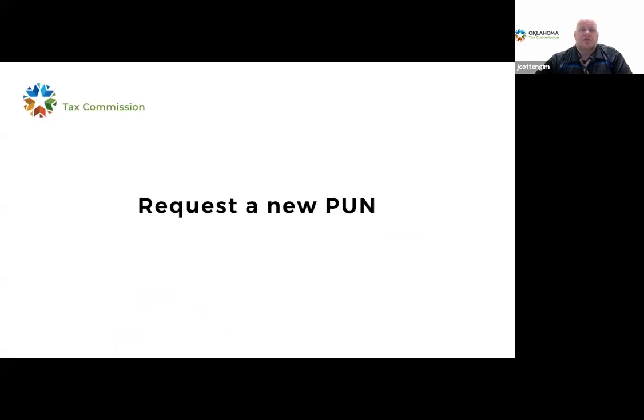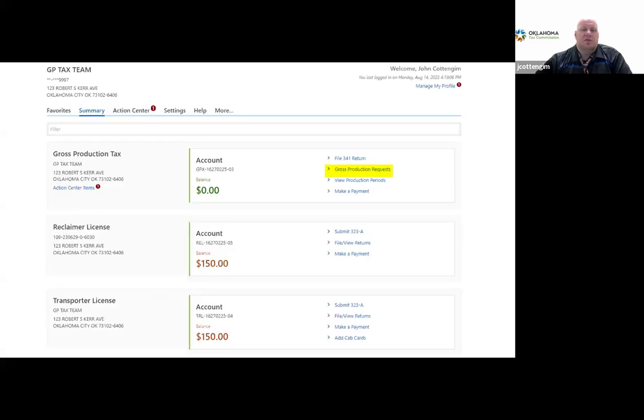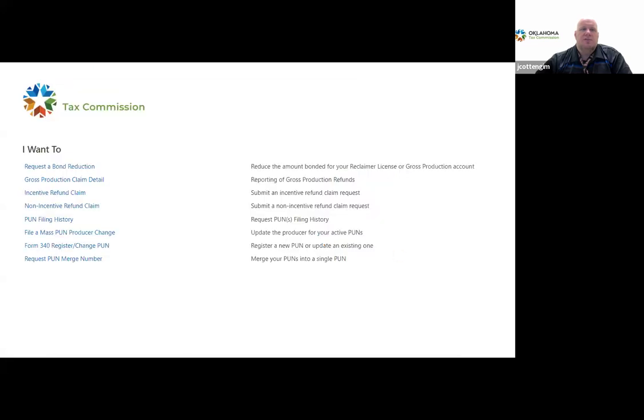So let's say you've gotten set up with your GP account, and now you need to register the new well that you just got. Well, you'll log into your OKTAP account, so it'll look like this. We'll go under that gross production request that we said we would talk about a little bit earlier. When you click on that, you'll be brought to this screen where there's a far larger set of options, such as requesting a reduction in your bond.